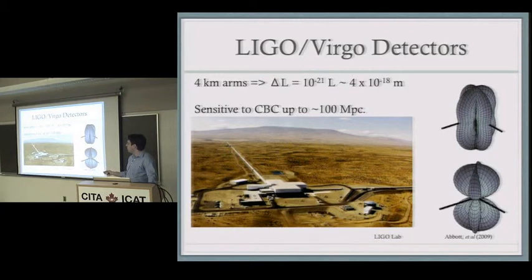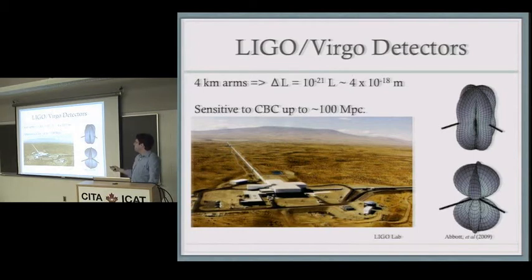The laser light comes back and interferes, and what we see as a result of a gravitational wave is small relative motions in these test masses at the end of the arms, which are mirrors, that produce oscillations in the light. We read out the light and we see gravitational waves.